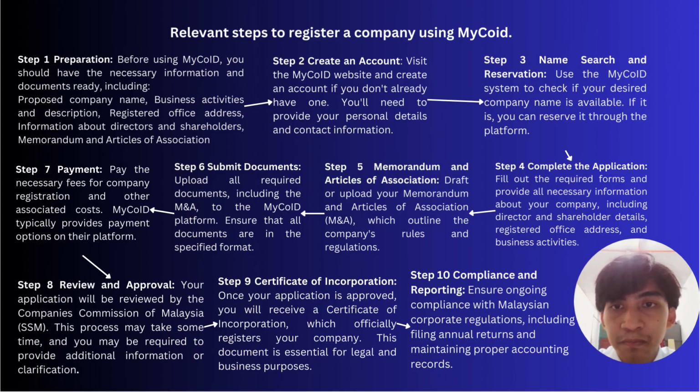This is the relevant step to register a company using MicroID. Step 1. Preparation. Before using MicroID, you should have the necessary information and documents ready, including proposed company name, business activities and description, a registered office address, information about directors and shareholders, memorandum, and articles of association.